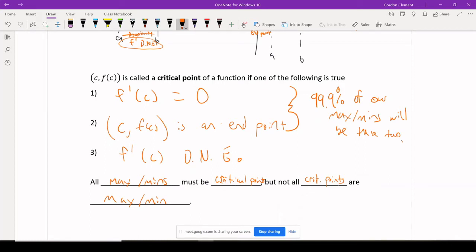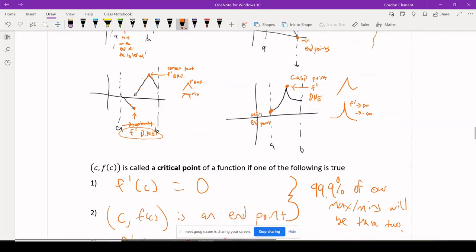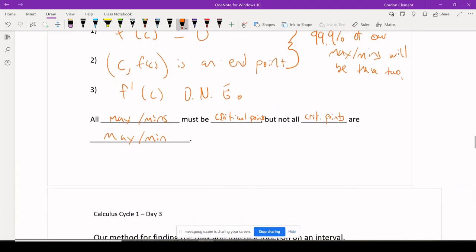And then people always kind of get worried about this derivative not existing. And I'll tell you, 99.9% of the functions we deal with will be either derivative 0 or the ends of our intervals. These weird sort of options, a cusp point. I don't know if you've ever even seen a graph with a cusp point yet, or like these weird branch functions that jump around and change from one thing to the other. Those don't come up very often, so it's just something we kind of have to keep in mind.